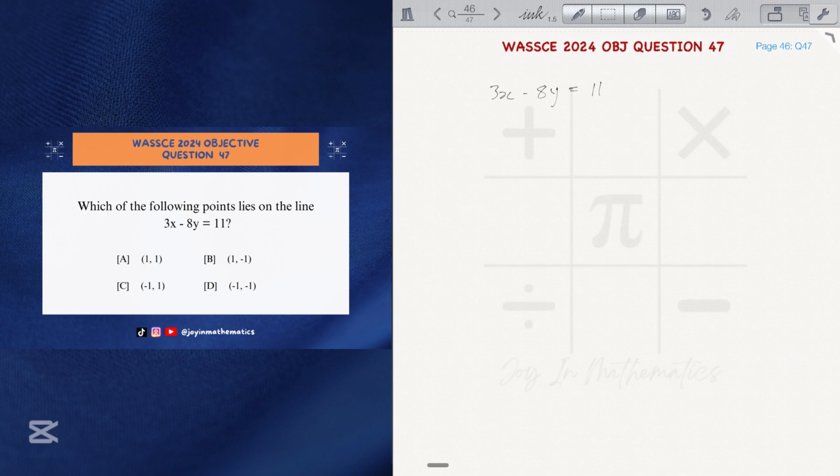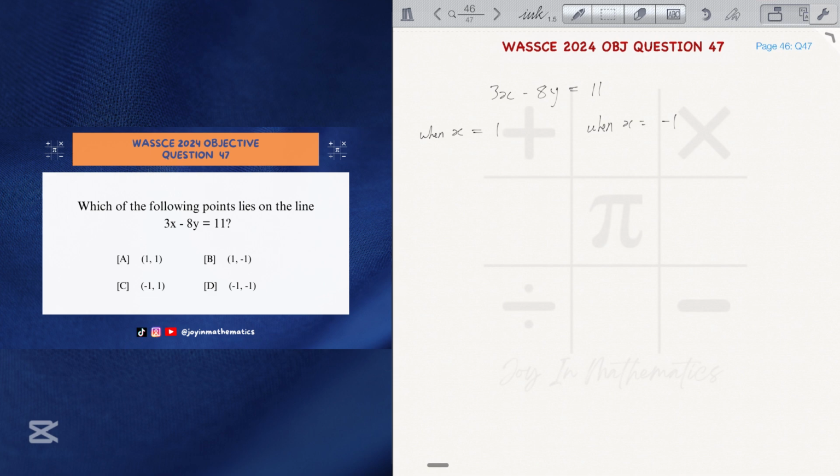So to solve this, we just have to make our substitution when x is equal to 1, and also when x is equal to -1, because those are the two options that we have. x equals 1 appears in options A and B, and x equals -1 is in options C and D. Now let's make the substitution and evaluate the value of y in each case, and the answer will be used to decide the correct option.